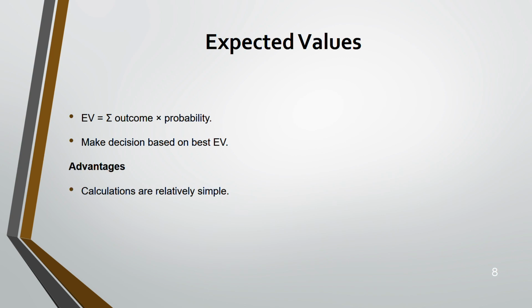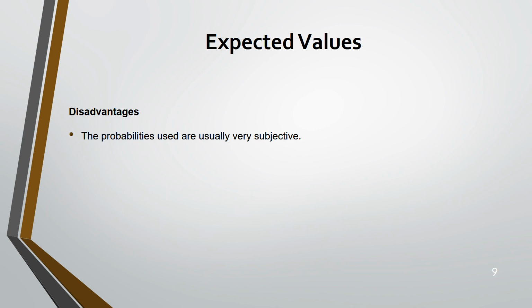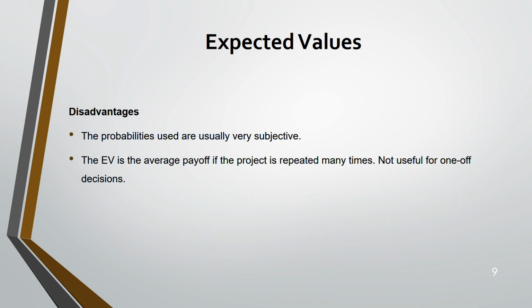Advantages of using this method are that calculations are simple, it takes risks into account, and information is reduced to one single number. You just look at EV and decide. Okay, disadvantages: probabilities are very subjective. You need probability, right? They are subjective. And EV gives you an average payoff, that also if the project is repeated many times. If it's for a one-off project, you cannot use EV.